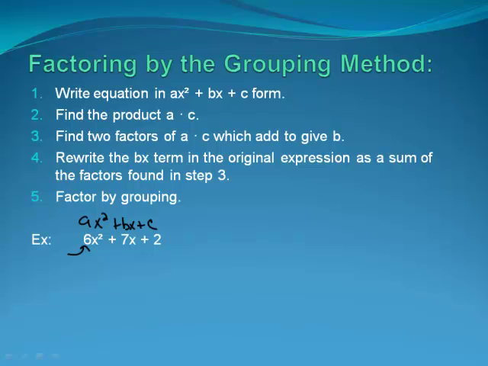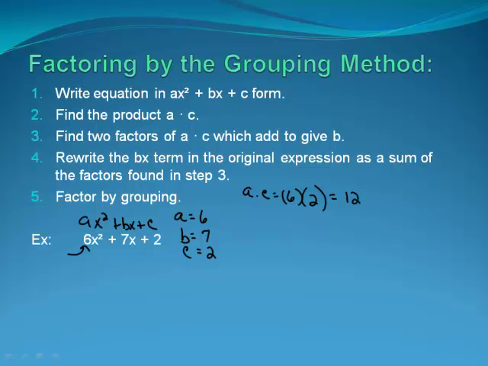We've got 6x squared plus 7x plus 2. So you can see by direct comparison that a, which is the coefficient of your squared term, is positive 6 in this example. B is positive 7, and c is positive 2. Okay. So our next step, after we make sure we're in ax squared plus bx plus c form, is to find the product a times c. So a times c in this example would be 6 times positive 2, make sure you carry your sign, which gives us a positive 12.